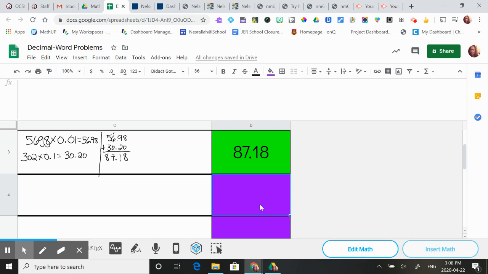And then you're just going to keep on solving them. As the squares are turning a different color, it means that you are right. And if it doesn't turn colors, then you've had some sort of calculation error, so you should go back and recheck your work.